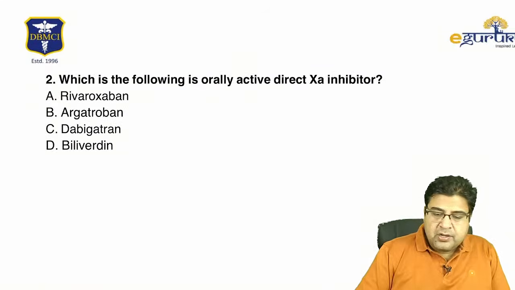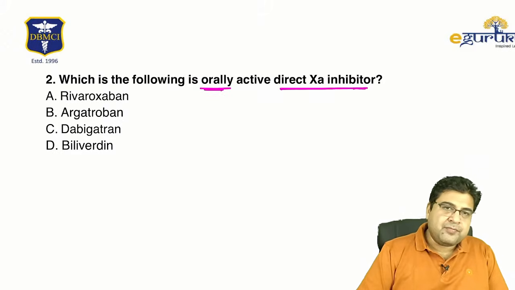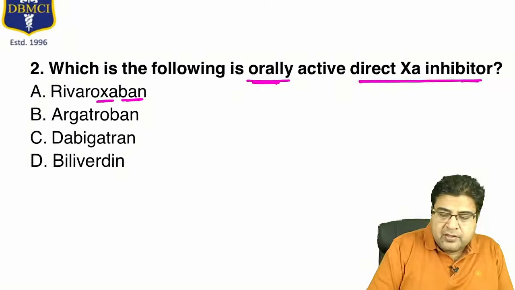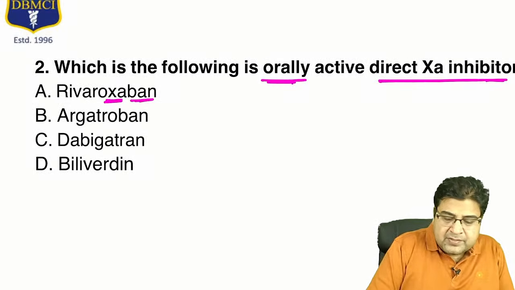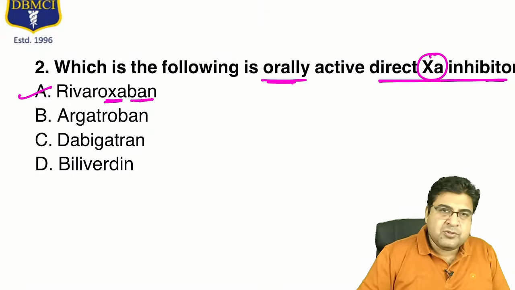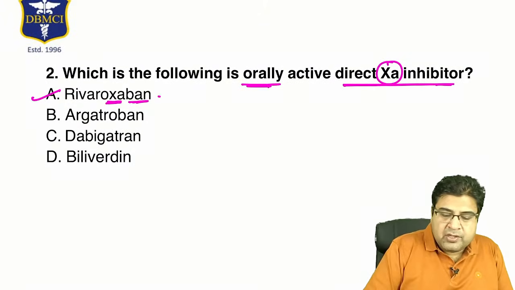Now the question is, which is the orally active direct factor Xa inhibitor? Any drug, guys, which has the word 'xaban' is going to ban the factor Xa. So this is rivaroxaban. And rivaroxaban should always be taken after food.